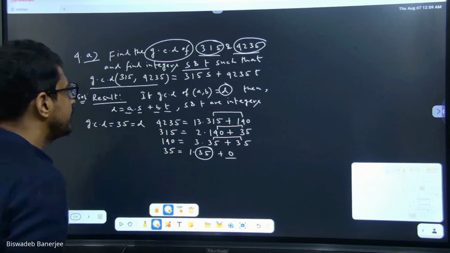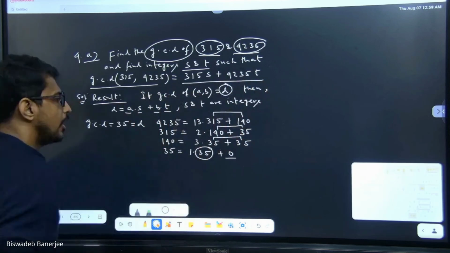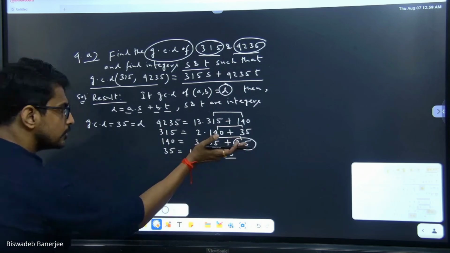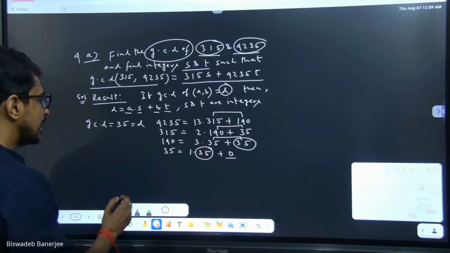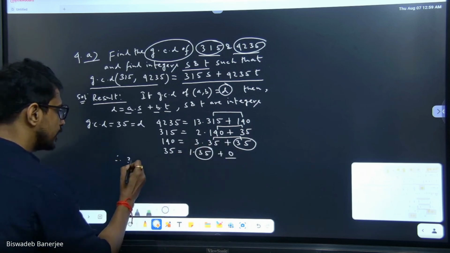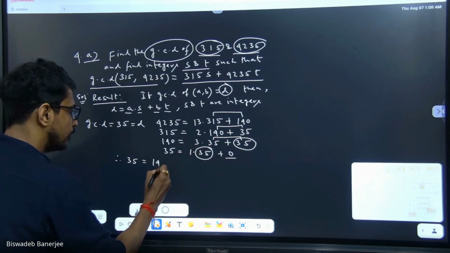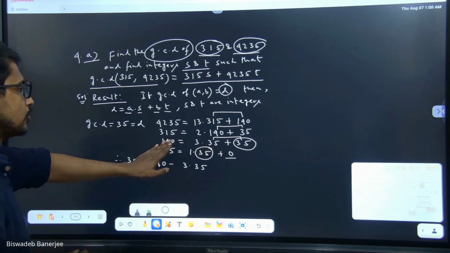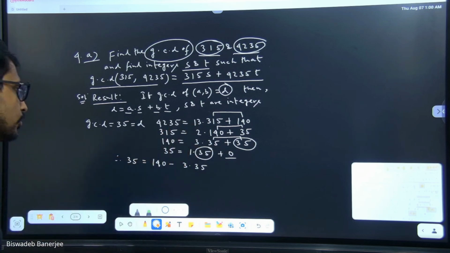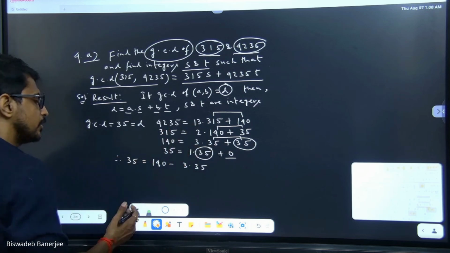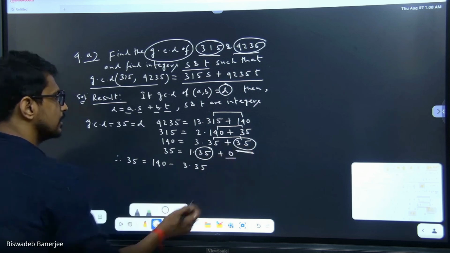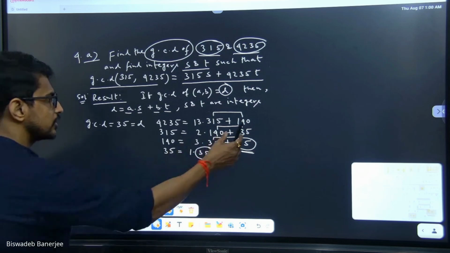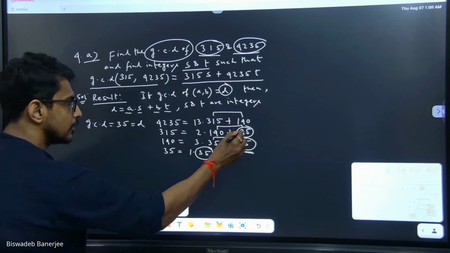Now, what is my next part? My next part is to express this GCD in this form. How can we do this? See that this is my GCD, 35. Now this is totally a back calculation. From this we can write 35 as 140 minus 3 into 35. So 35 can be written as 140 minus 3 into 35. Then we have written this 35 like this. Or you can directly use this step. See that this is also 35.